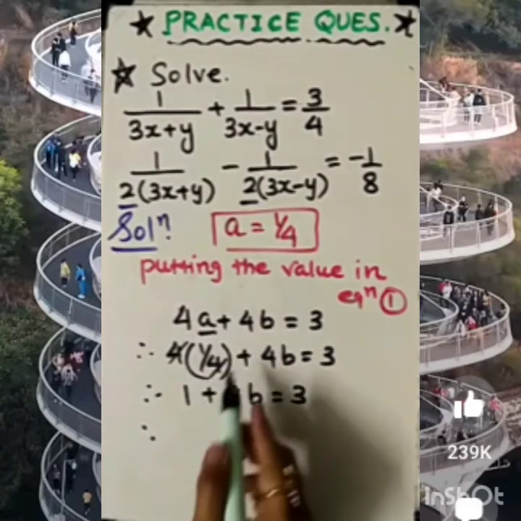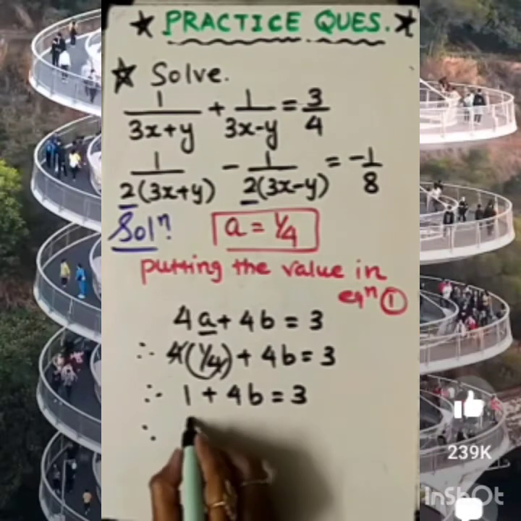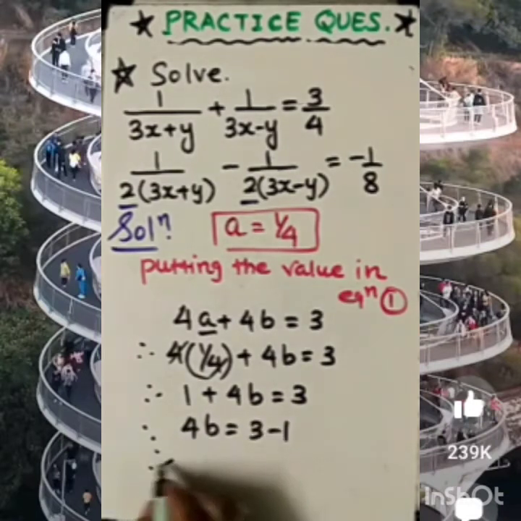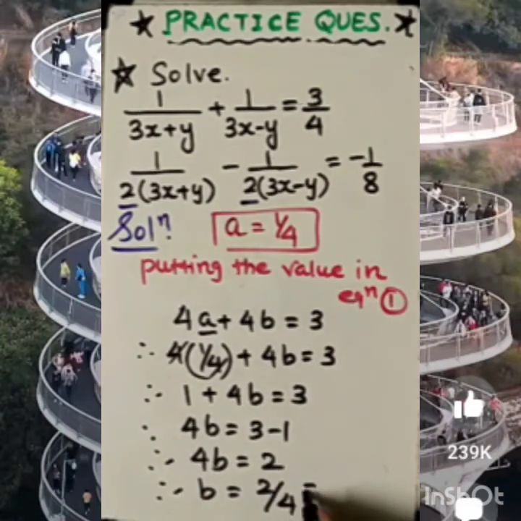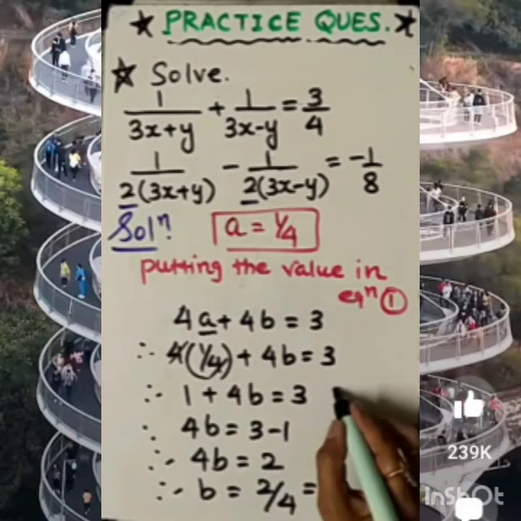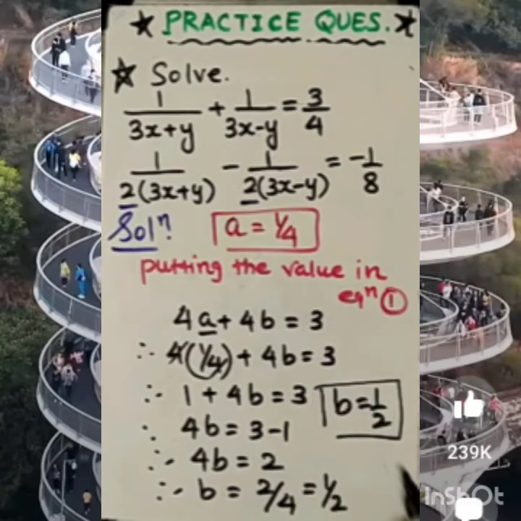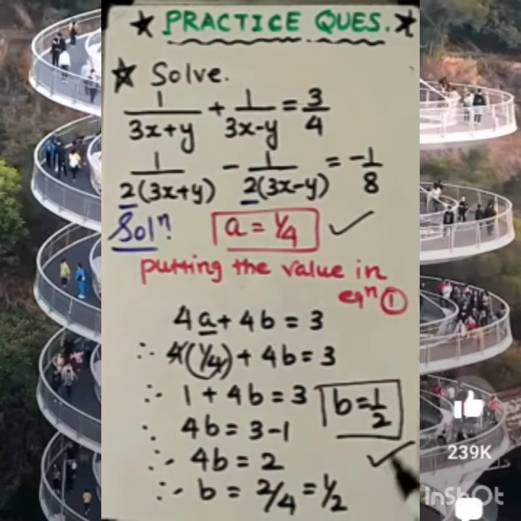Nothing left means cancel means don't write nothing left. 1 will be always there as a factor. So dear student, 4b equal to 3 minus 1. So the value of 4b equal to 2. Therefore, b equal to 2 divided by 4. So it will be 1 half. So b equal to 1 half is the second value. Fine. As we got a equal to 1 by 4 and b equal to 1 half.